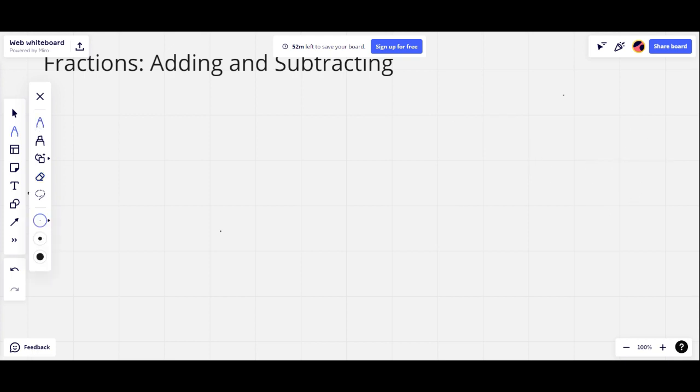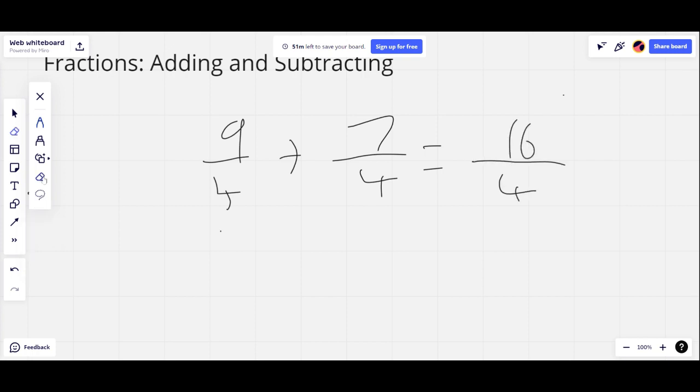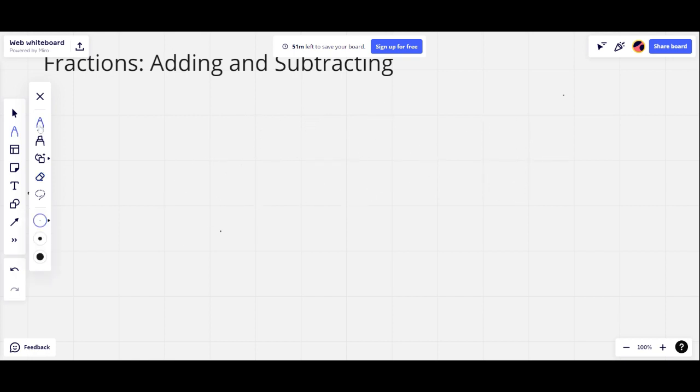So, let's do 9 over 4 plus 7 over 4. Because the denominator is the same, it's 4, and then it's a normal addition. So when you do improper fractions, it's basically the same as proper fractions. So let's go back to the subtraction, and let's do 3/7 take away 2/5.